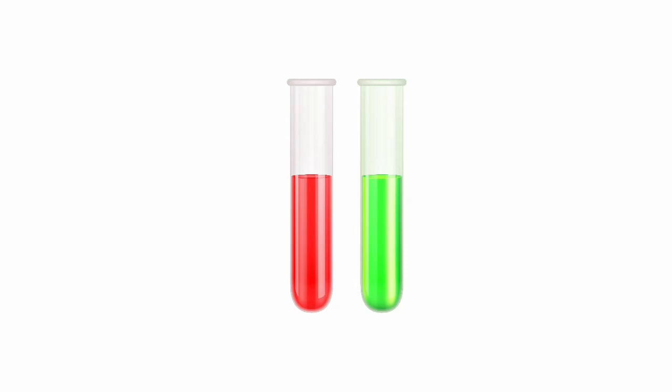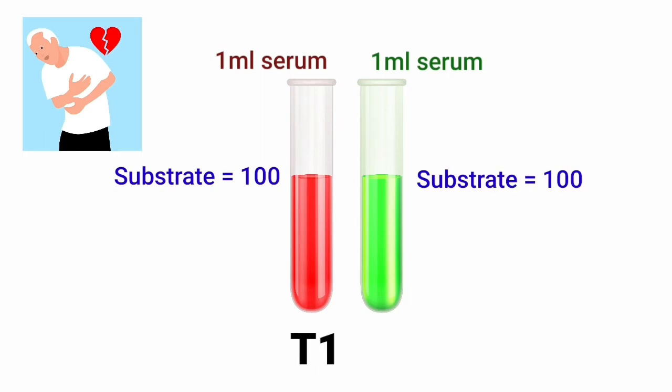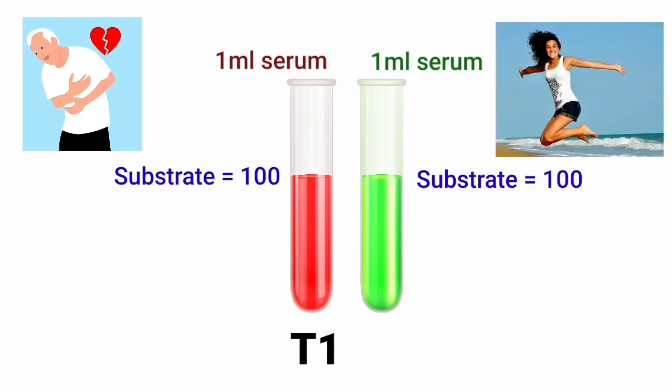For example, 1 ml of serum from a patient is incubated with 100 substrate molecules in a test tube T1. Another 1 ml of serum from a normal person is incubated with 100 substrate molecules in test tube T2. Now these two test tubes, test tube 1 and test tube 2, are incubated for 10 minutes. After 10 minutes, the sample is analyzed to find out the product formed.